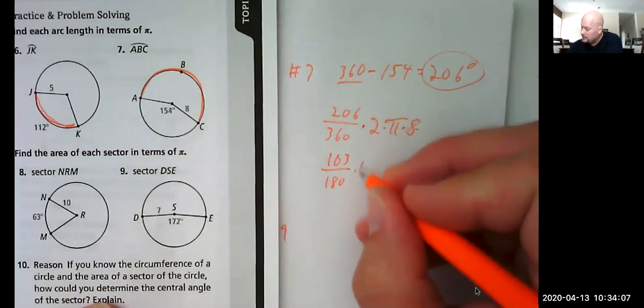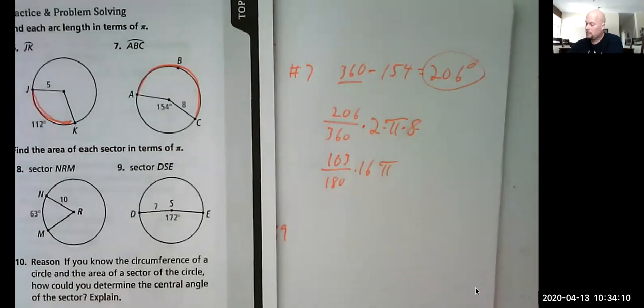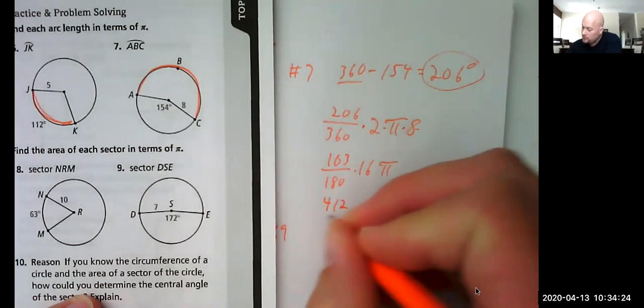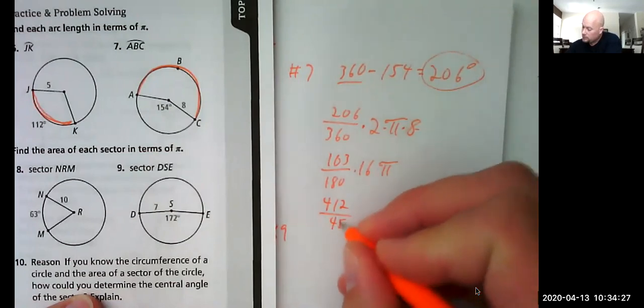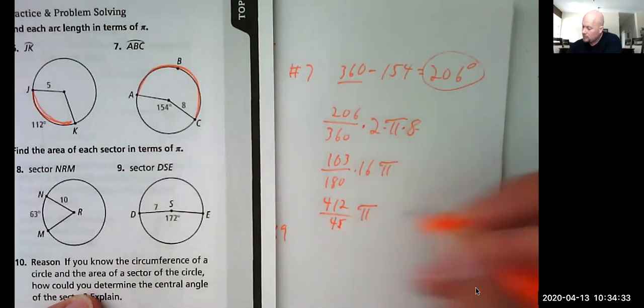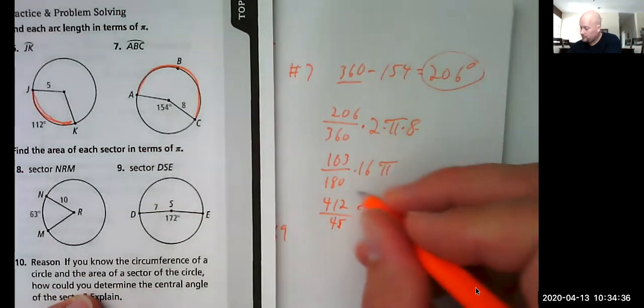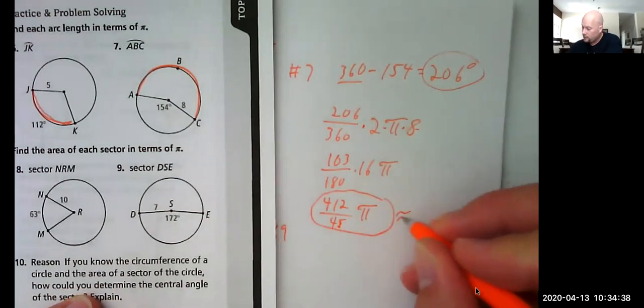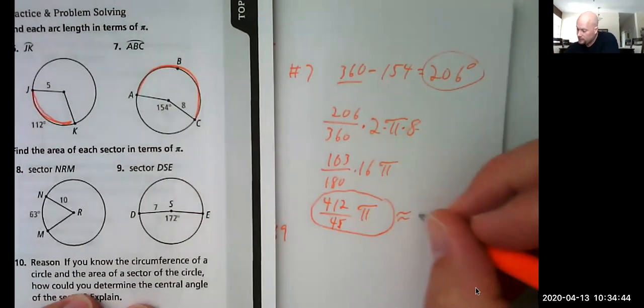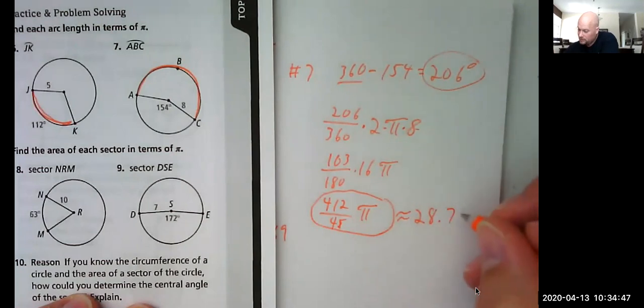2 times 8 is 16. Now, once we multiply this fraction by 16, it will reduce some more. So times 16. Again, it's not a very nice number, but it's going to reduce down to 412 over 45. And that could be our answer in terms of pi, which again, not the prettiest answer. If we did change it to a decimal times 3.14, it'd give us 28.75.